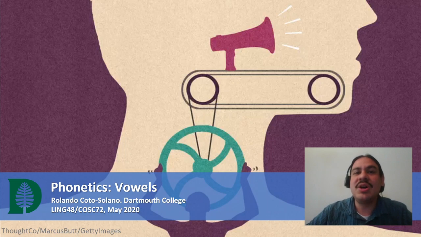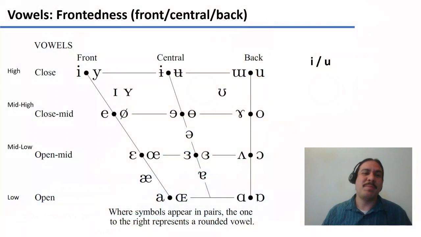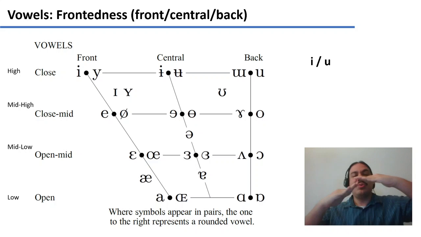In this video, we'll talk about the phonetics of vowels and how we can use the motions of your tongue to describe the different vowels in the languages of the world. We're going to use two main dimensions to describe vowels: how front or back your tongue is in your mouth, and how high or low your tongue is in your mouth. Let's begin with the first one, frontedness.